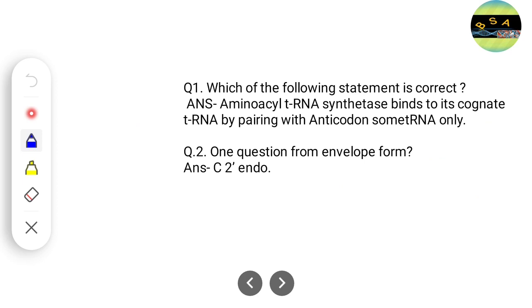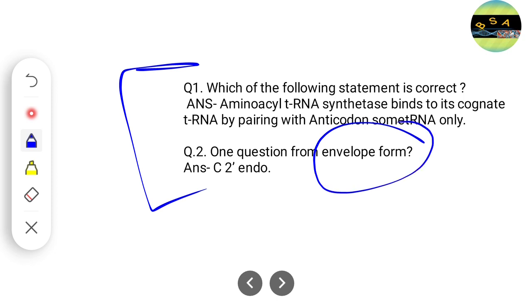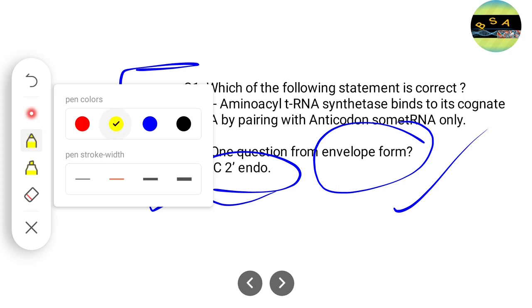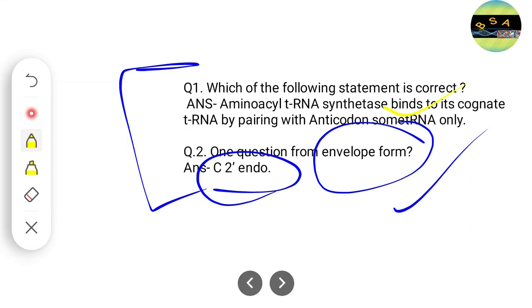Okay, now these two are the last questions that I want to discuss in today's video. I hope that you will find them easy. One question came from the envelope form. You will remember the envelope form of the DNA. So basically the correct answer will be C2' endo. And another question they asked was on tRNA. There are 4 options. The most proper and correct option will be that aminoacyl-tRNA synthetase binds to its cognate tRNA by pairing with the anticodon of the tRNA.